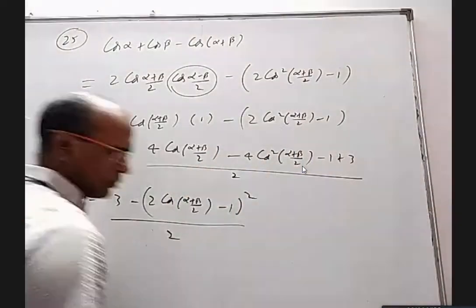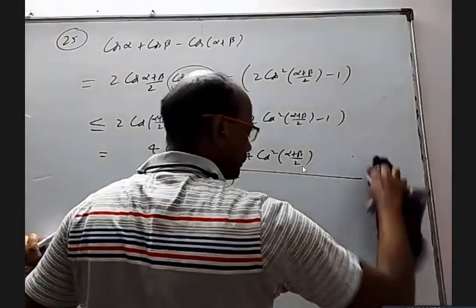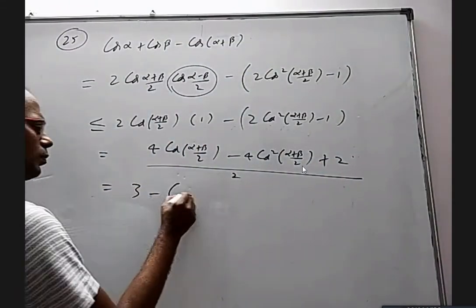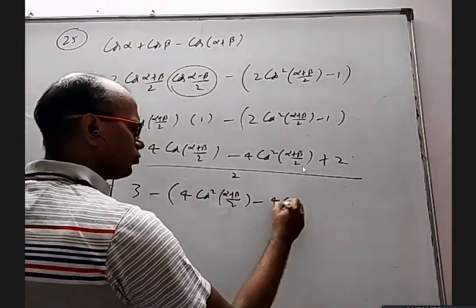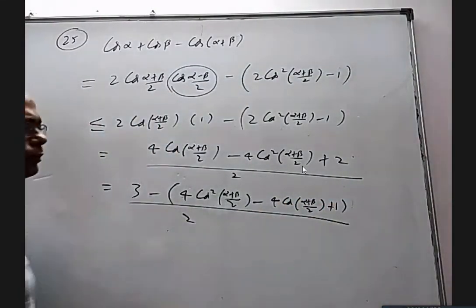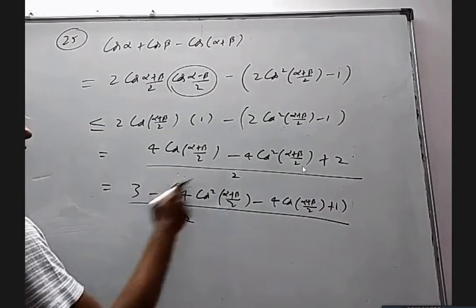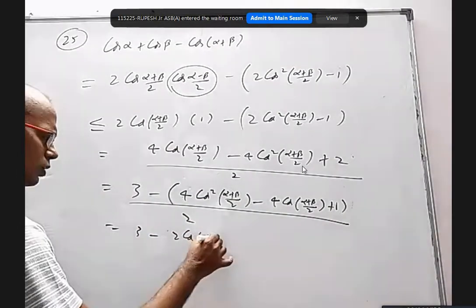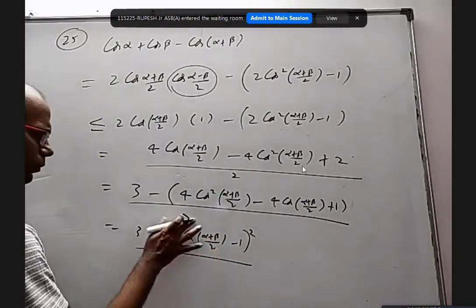Maybe I'll just write one intermediate step. I want to write 3 minus common (4 cos square (alpha plus beta)/2 minus 4 cos (alpha plus beta)/2 plus 1), whole by 2. I took minus common from here and here. 1 is there. 3 minus 1 will be 2. This is a perfect square now: (2 cos (alpha plus beta)/2 minus 1) whole square by 2.